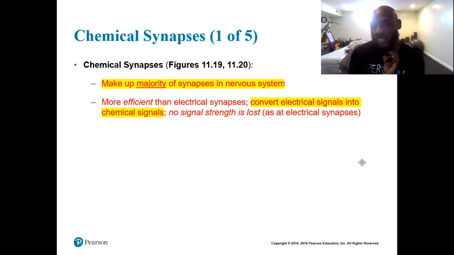But we also have chemical synapses. They're not based on the same type of setup, a little different setup. They make up the majority of the synapses in the nervous system. They're not as quick, but they're more efficient than electrical synapses. They convert electrical signals into a chemical signal. No strength is lost, as with the electrical synapses.